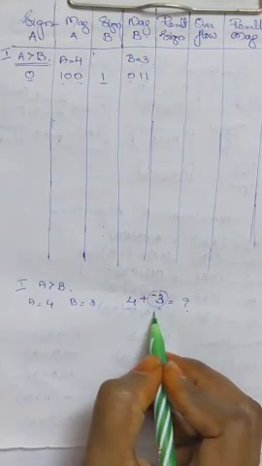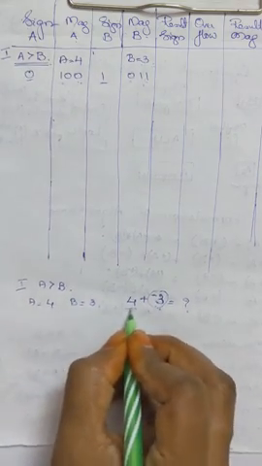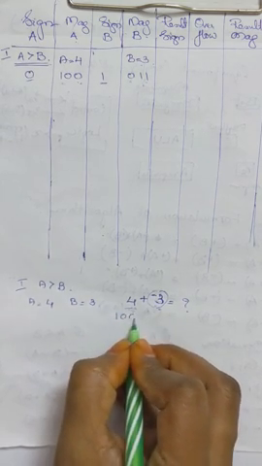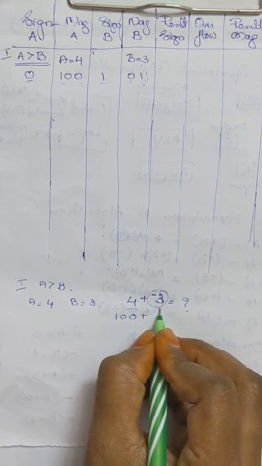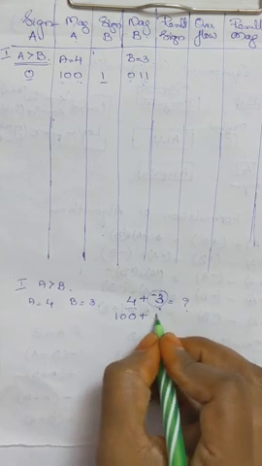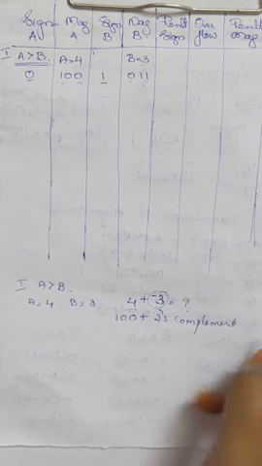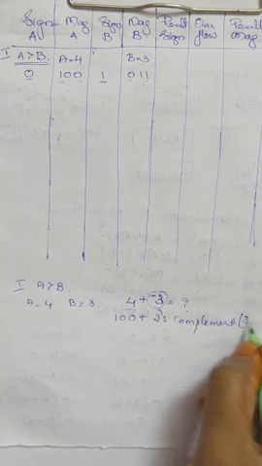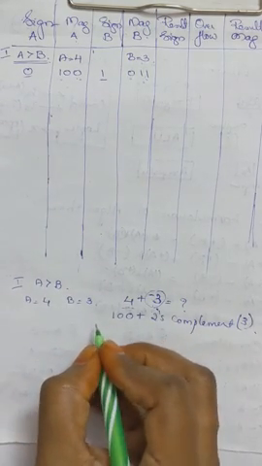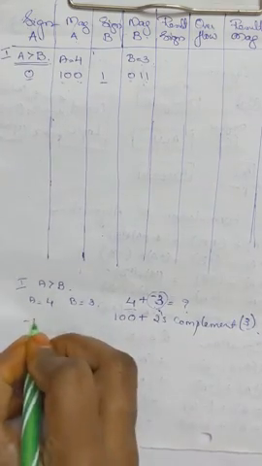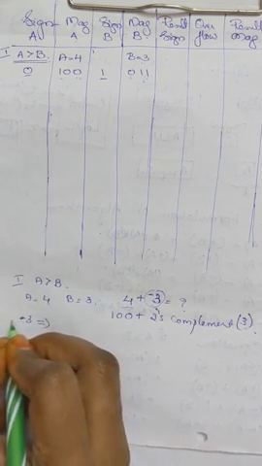In order to perform this operation, what do you have to do? Take the binary form of plus minus 3. Minus 3 means you have to take the 2's complement of 3. The 2's complement of 3 is equal to minus 3.